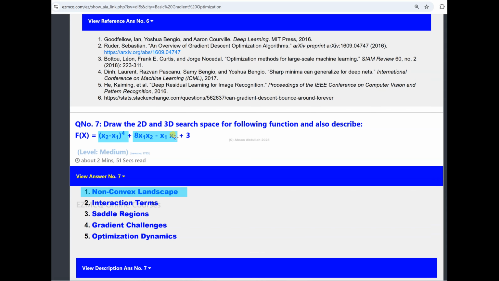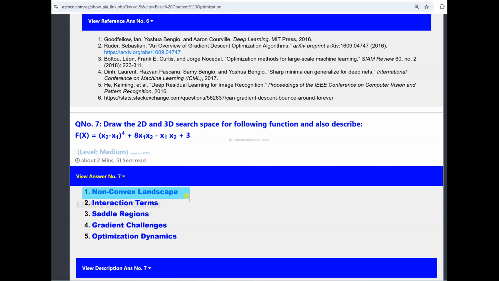So what's the end result? The end result is a complex terrain, and that complex terrain is what you can call a hallmark of deep learning loss landscapes, especially in high dimensions. We are just looking at two dimensions, x1 and x2, but there can be many more dimensions, right? So I was talking about this basically.